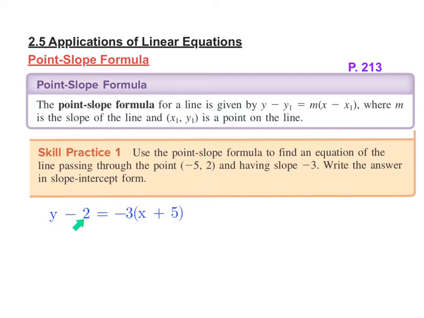And so here's what that's going to look like. Y minus 2, because the y is 2. The -3 is the slope. And notice this would have been x minus -5, so that just turns into a plus. So this is in point slope form now.